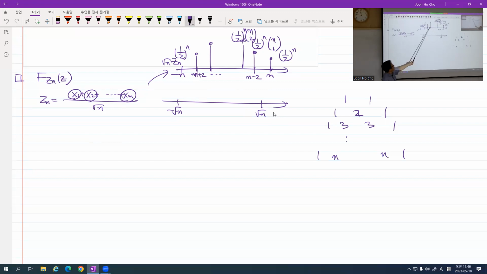What about the probability mass function of z? Same, you just scale by square root n. So you have 1/2 raised to n, and here you have negative n plus 2 divided by square root n, here n minus 2 divided by square root n, and same mass, right? This is the probability mass function of z sub n. And obviously, z sub n is a discrete random variable. So what about its CDF?